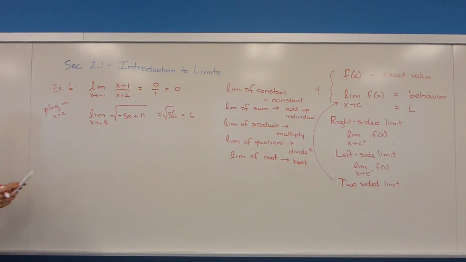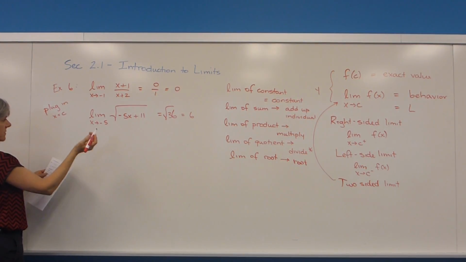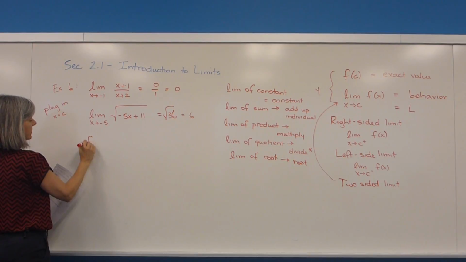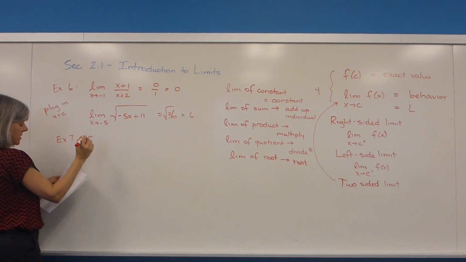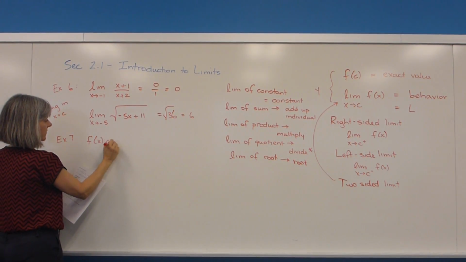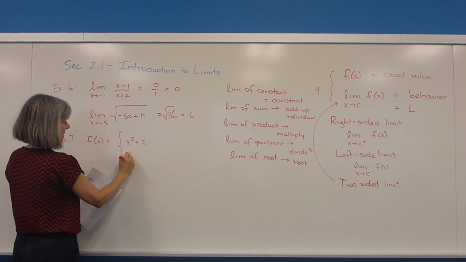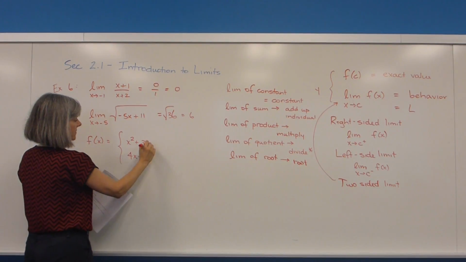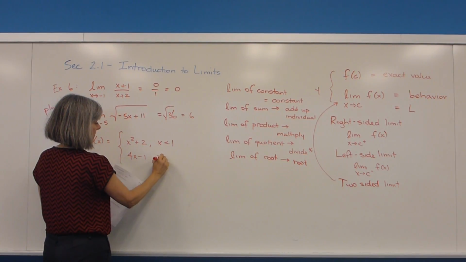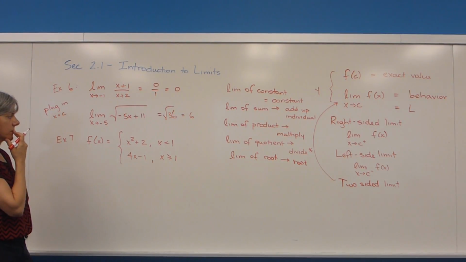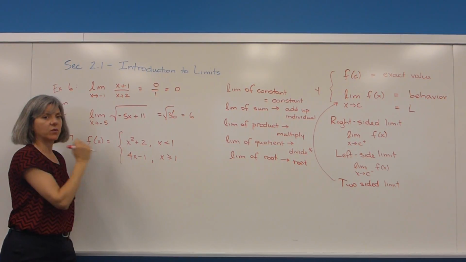Oh wait, before we get there, let's do one more, because that was an example, I don't know what numbers I'm on, I don't think my numbers added up right. All right, so here's another one. So this is example 7, what if you have this? x squared plus 2, a piecewise defined function. I'll give you a minute to write that down. So x squared plus 2 and 4x minus 1.